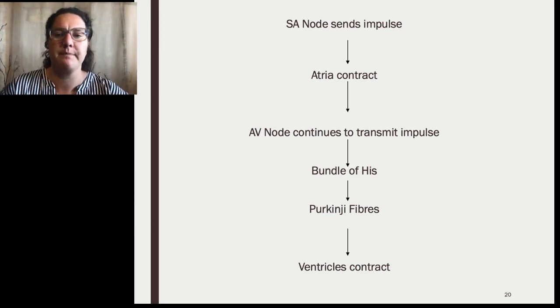So here we have a flow chart. So the sinoatrial node sends an impulse, the atria contract. The atrioventricular node continues to transmit this impulse through the bundle of His to the Purkinje fibers for the ventricles to contract.